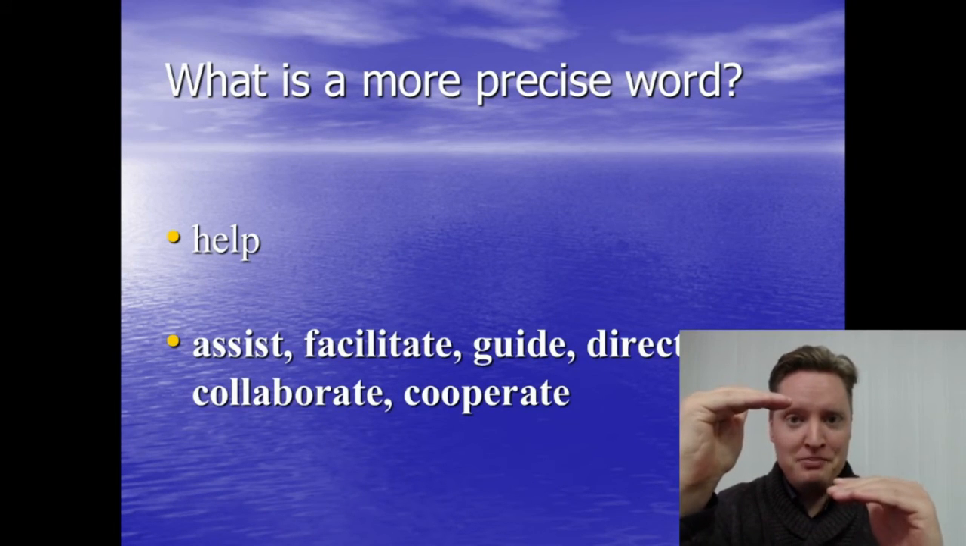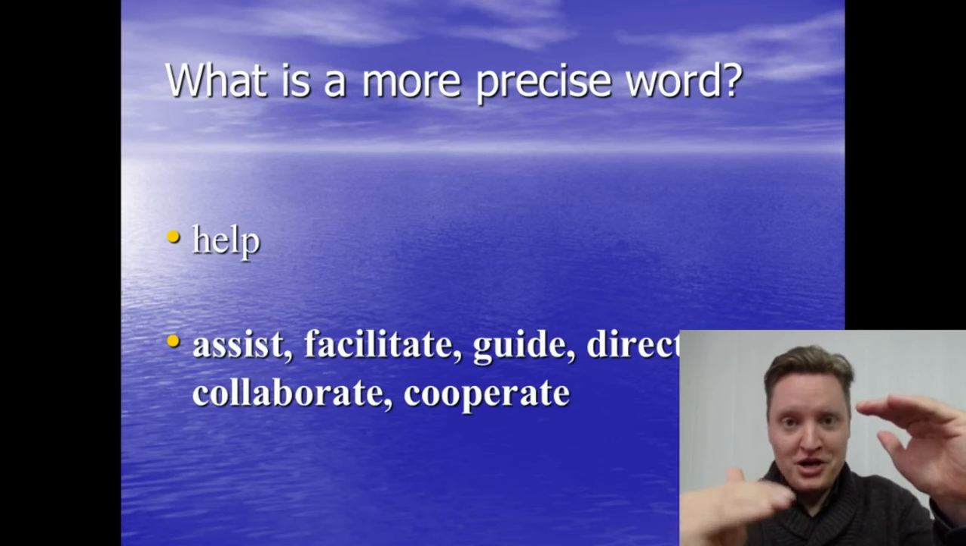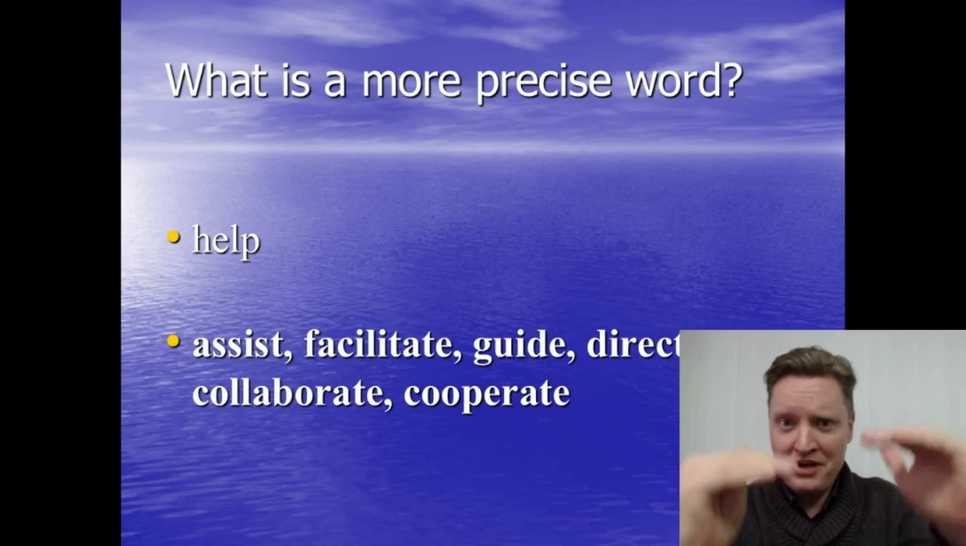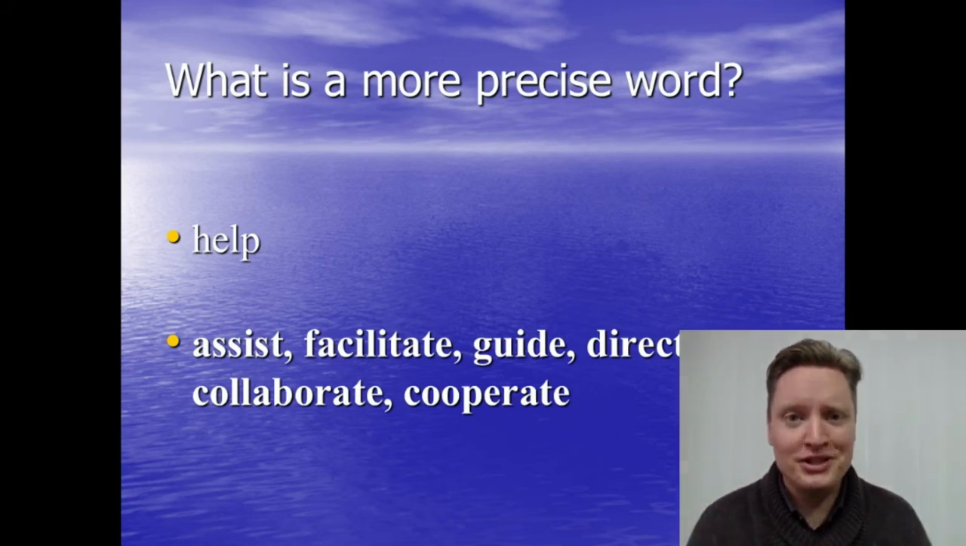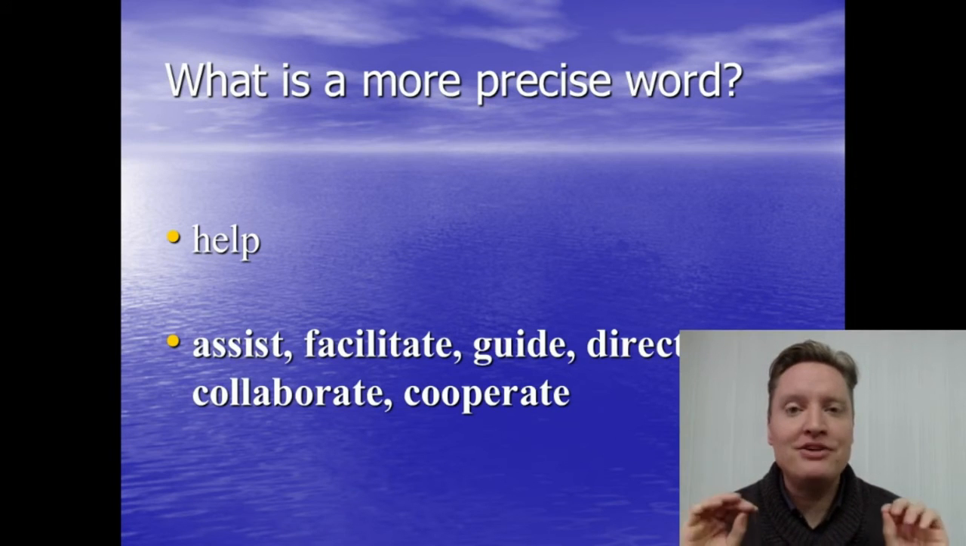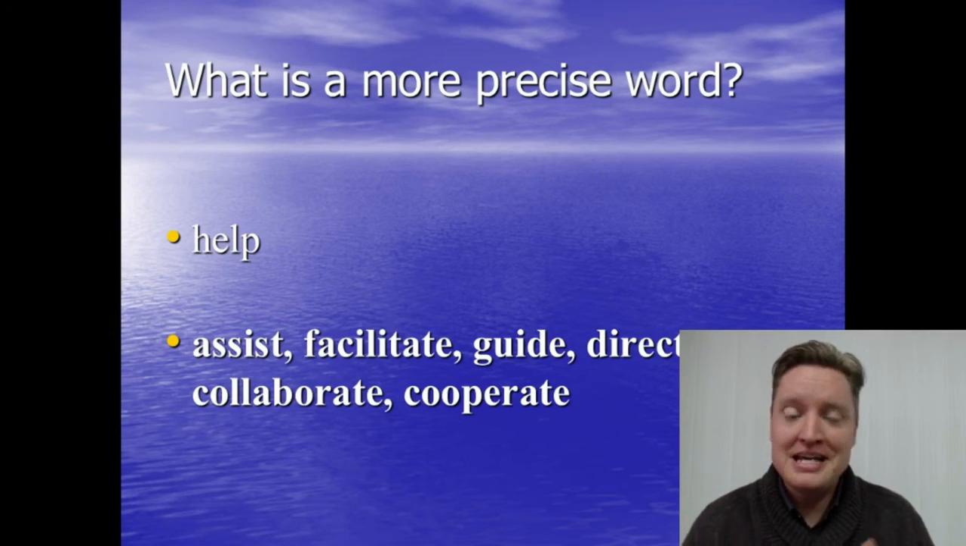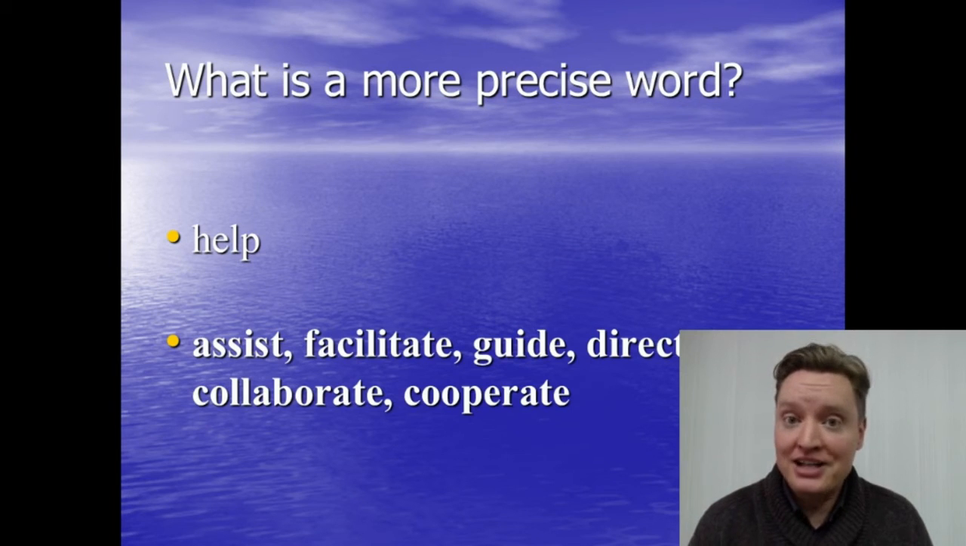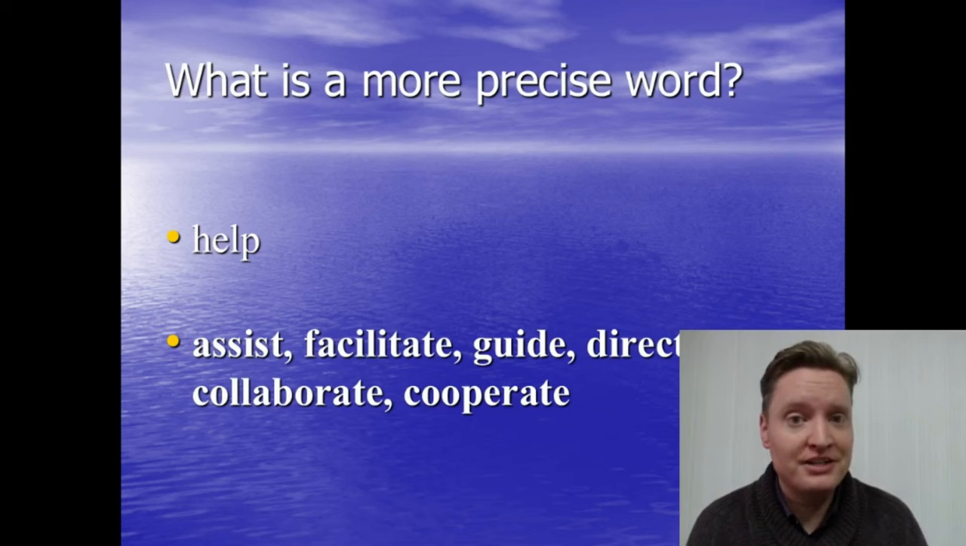The opposite of that would be direct. I'm the boss and you're helping me, but I'm directing you. But they're both kinds of help. Facilitate. I help you by giving you resources that you need: equipment, time, access. Guide. I give you advice, maybe expert advice on how you can solve your problem.